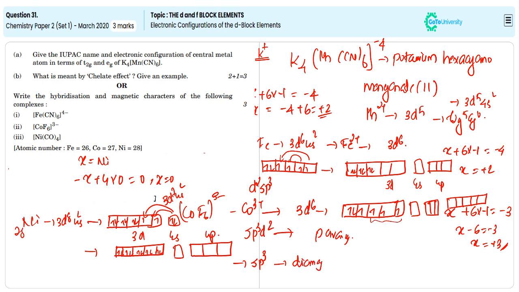So the first compound is d2sp3 hybridized and diamagnetic, the second one is sp3d2, an outer orbital complex with paramagnetic property, and the third one is sp3 hybridized with diamagnetic property.